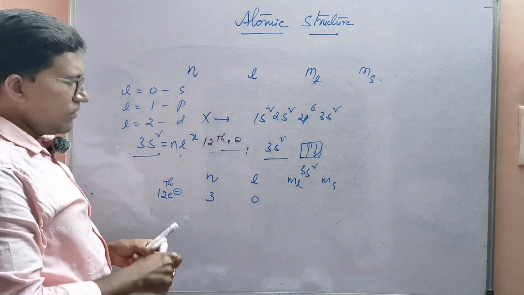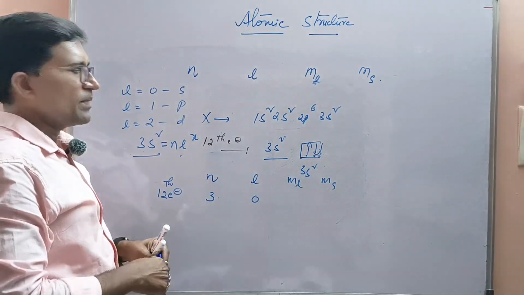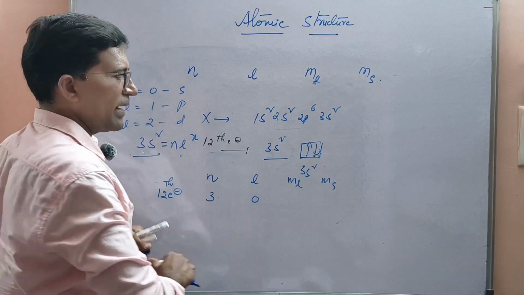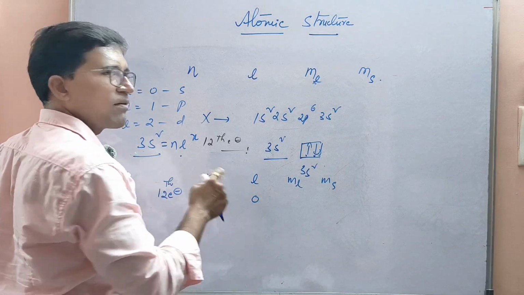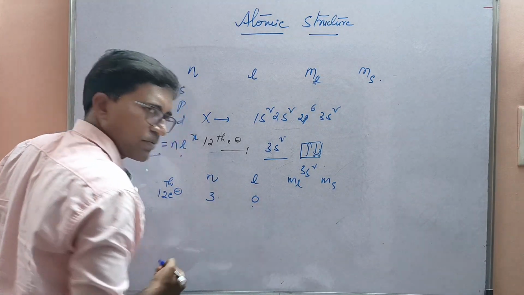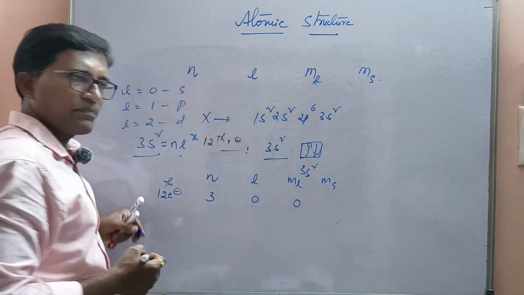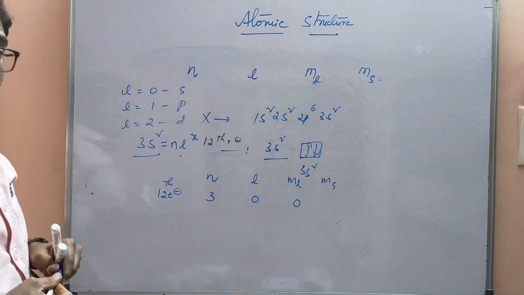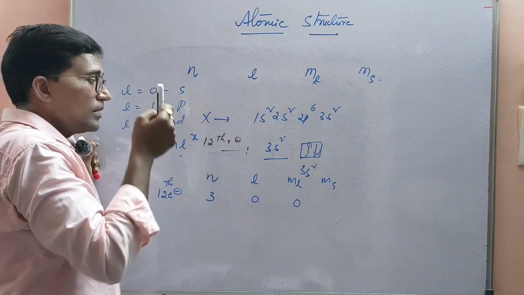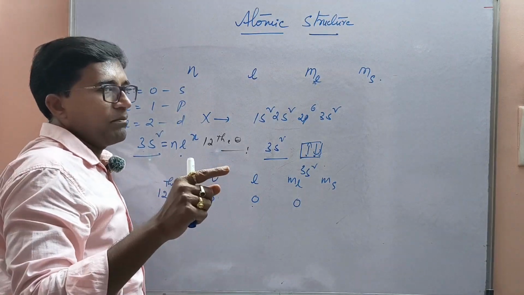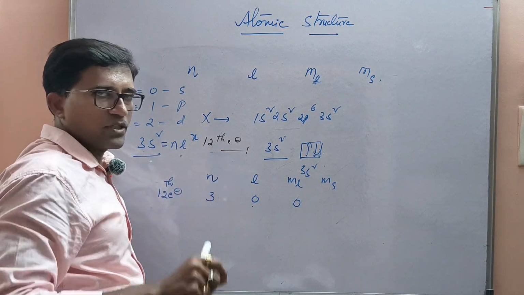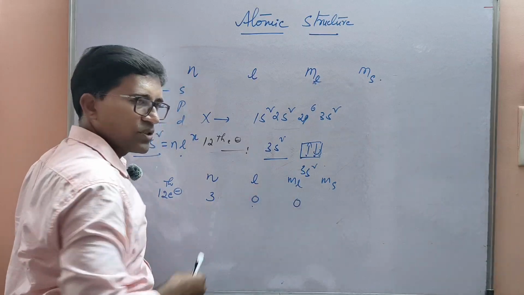Next we write the ML value. The magnetic quantum number values depend upon the L value. The L value is 0, so the ML value will become 0 only. Remember that, because we have the range of values from minus L through 0 to plus L. But the ML value will become 0 here.